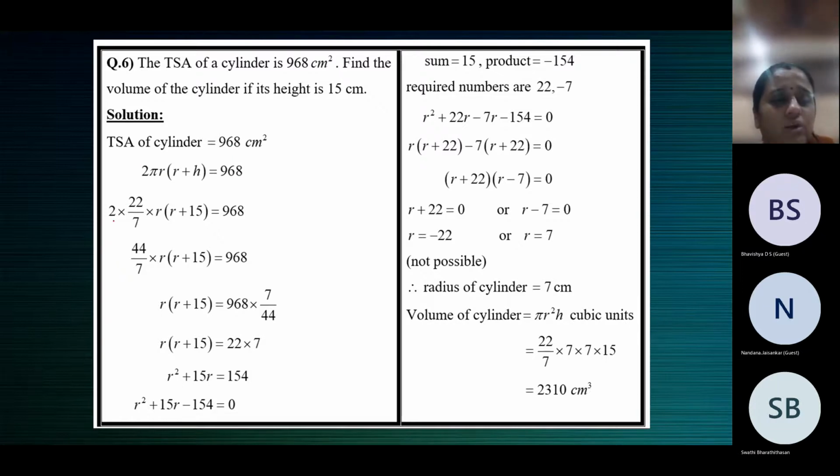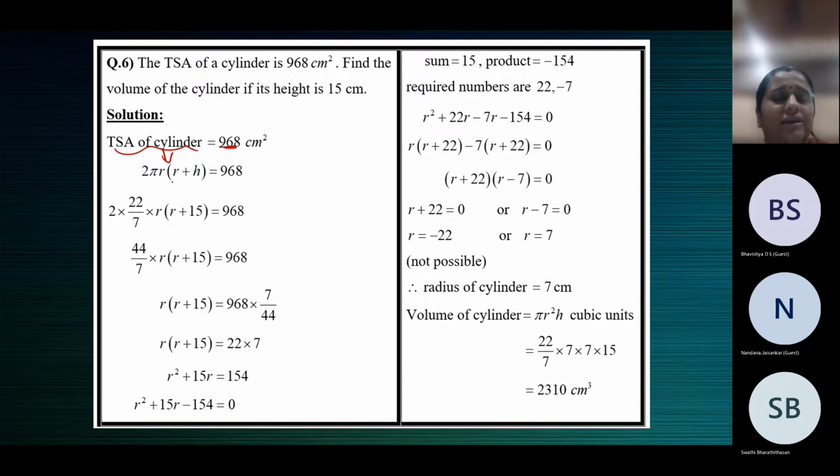So that means 2 into pi is 22 by 7 into r. We do not know the value of r, so r as it is. Again, inside the bracket, that first r as it is, plus h. H is given to be 15 centimeters. So substitute 15, is equal to 968. Is it understood so far, children? The first three steps? Yes, ma'am. Yes, ma'am. Yeah, TSA is 968.